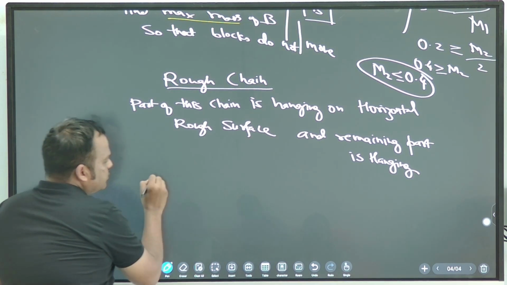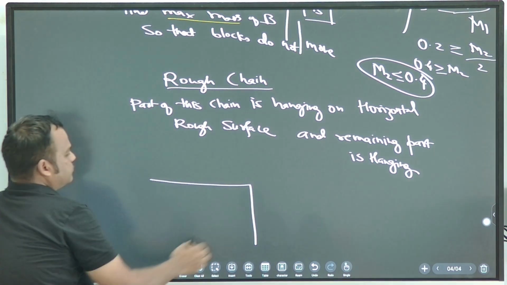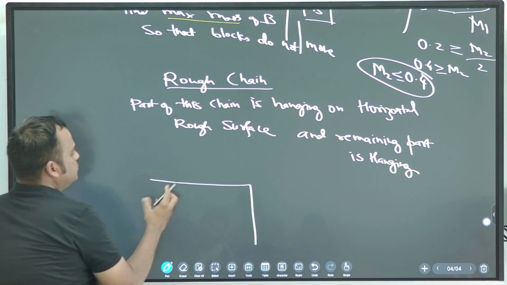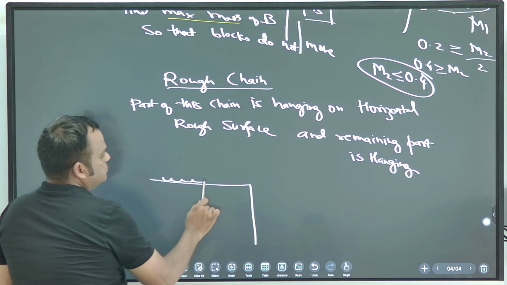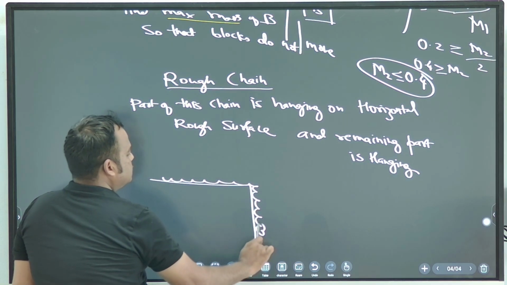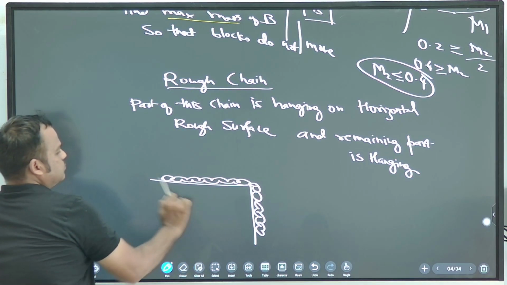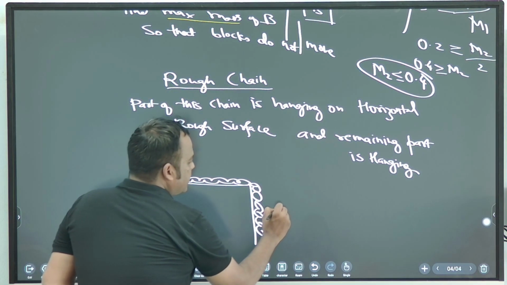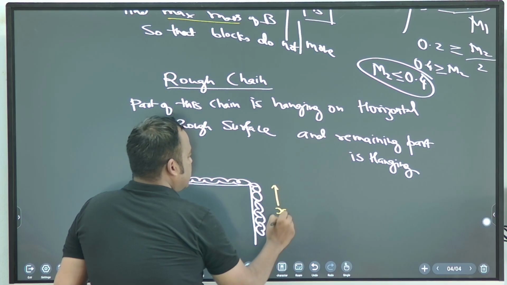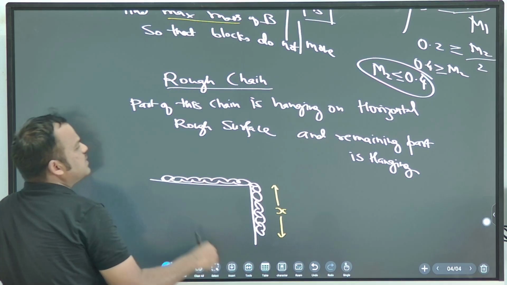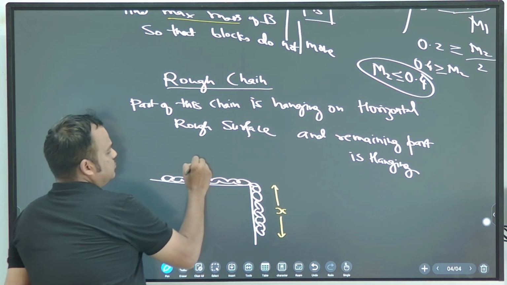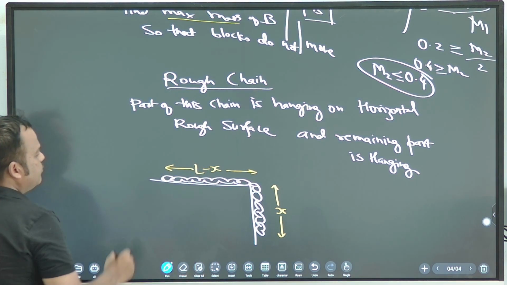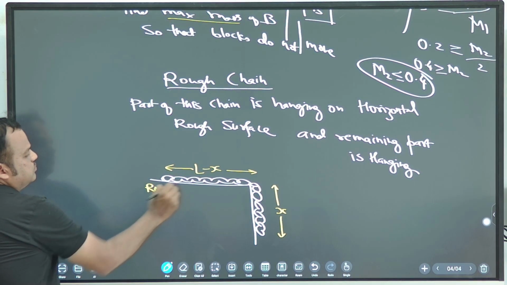So table is there. This is the table. This is the wall. Now chain is there. You can draw like this. So what length is hanging? Suppose X length is hanging and total length is L. So what length is resting? L minus X. Now it is a rough surface.